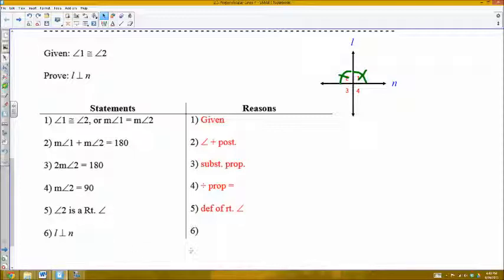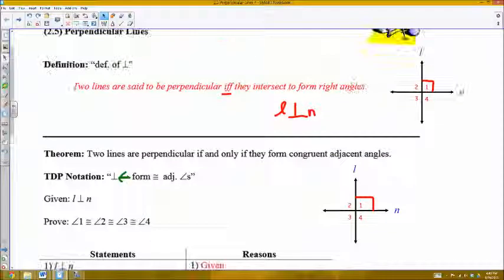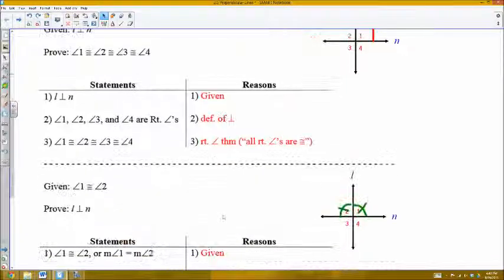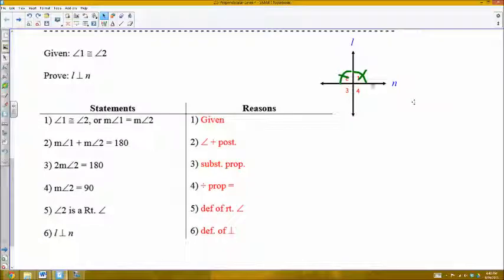And once I know that angle 2 is a right angle, then by the definition of perpendicular, I know that those two lines are perpendicular. Recall the definition of perpendicular says that two lines are perpendicular if and only if they intersect to form right angles. So since these two lines intersect to form right angle 2, we can represent that visually in the diagram. These two lines, L and N, are intersecting to form a right angle at the angle 2. Then by the definition of perpendicular, they are perpendicular to each other.